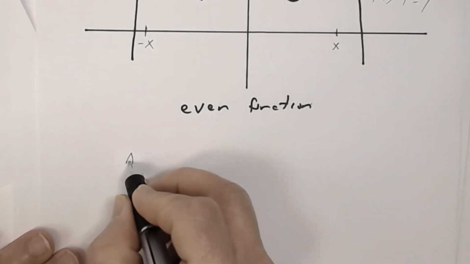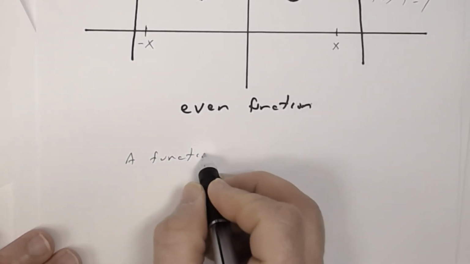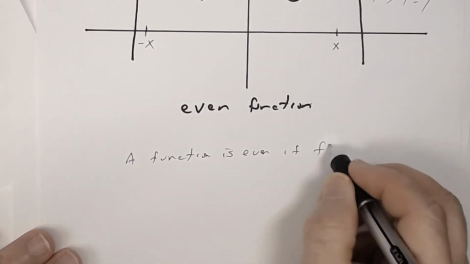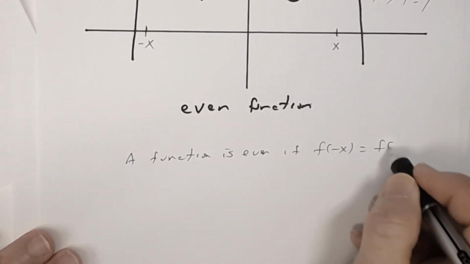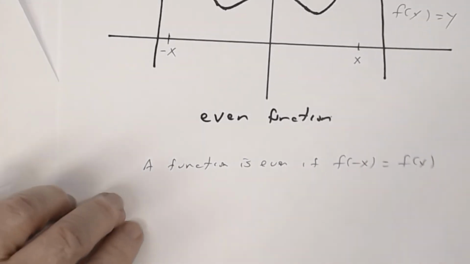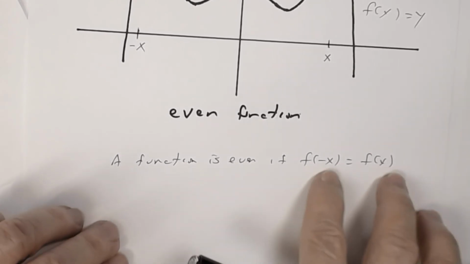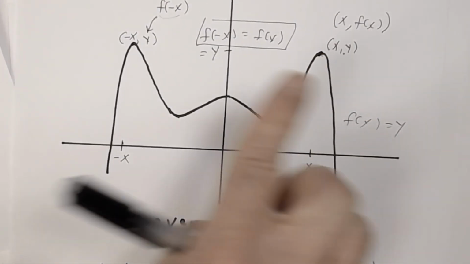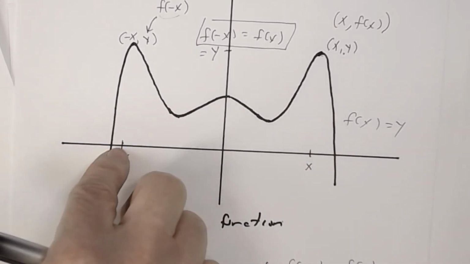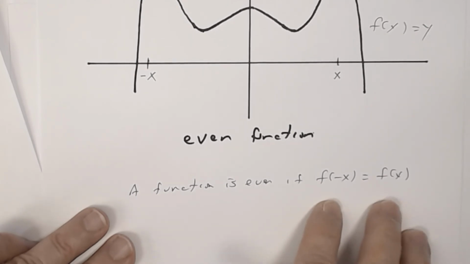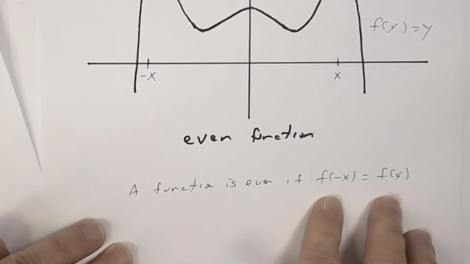All right. A function is even if f of negative x is the same as f of x. Kind of makes sense, right? Meaning that those two y values are the same. So this is x, and I reflect about the y-axis, I get negative x. And those y values have to be the same. So that's what that means right here. Okay? So a function is even if f of negative x equals f of x.